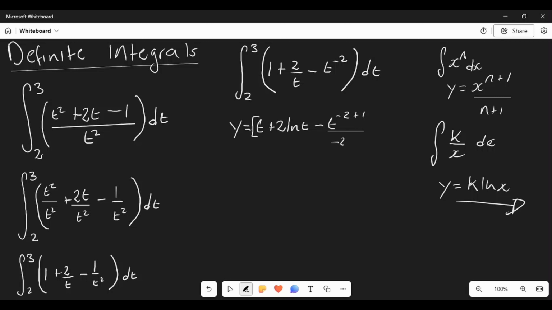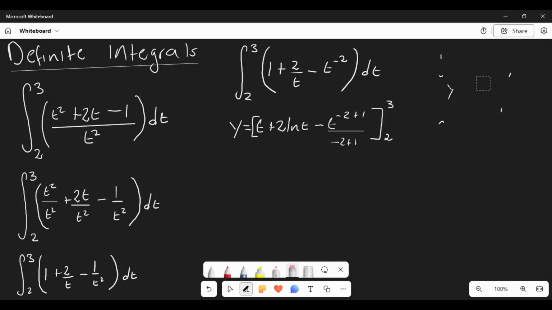Then from here, guys, what you do is you write the upper limit here, which is 3, and the lower limit here, which is 2. Again, if you don't understand, go and watch the introduction of definite integrals. All right, so let me just erase this part here. I don't want it to confuse us.